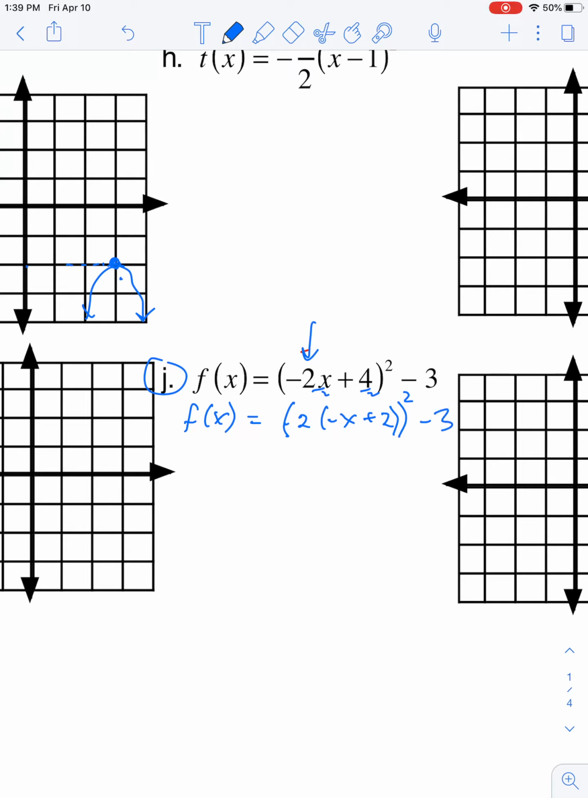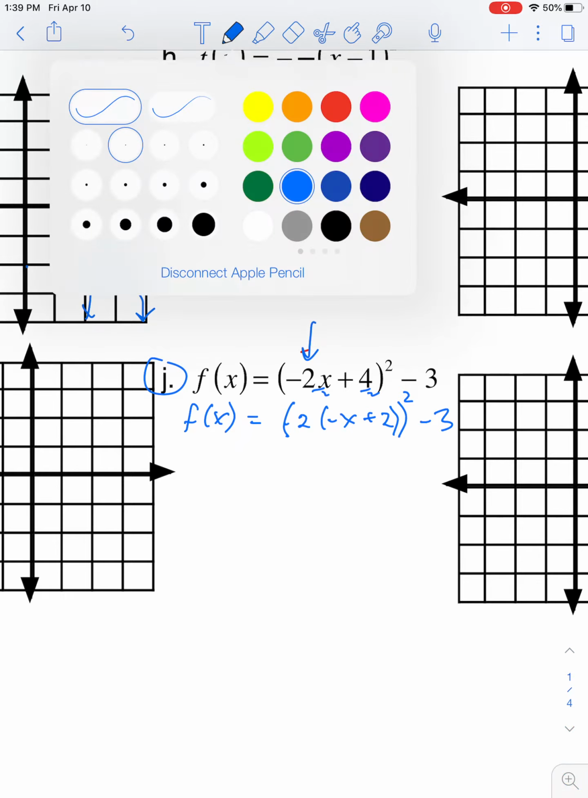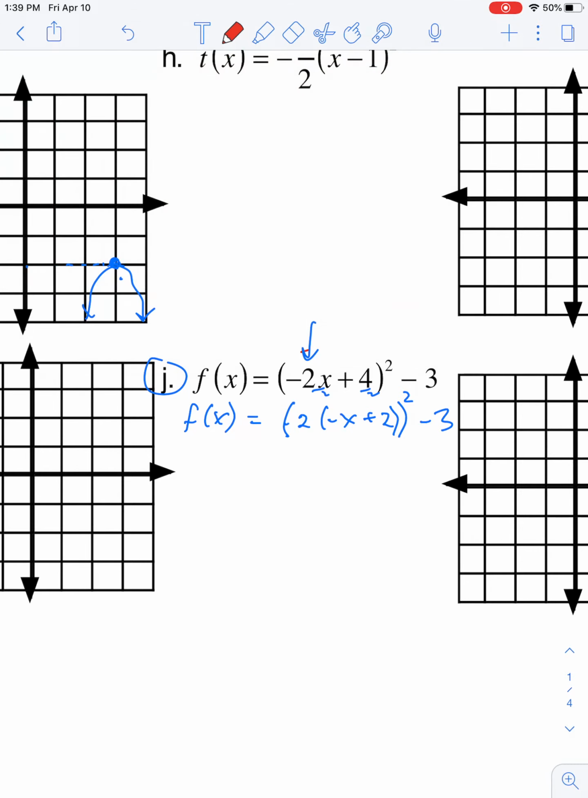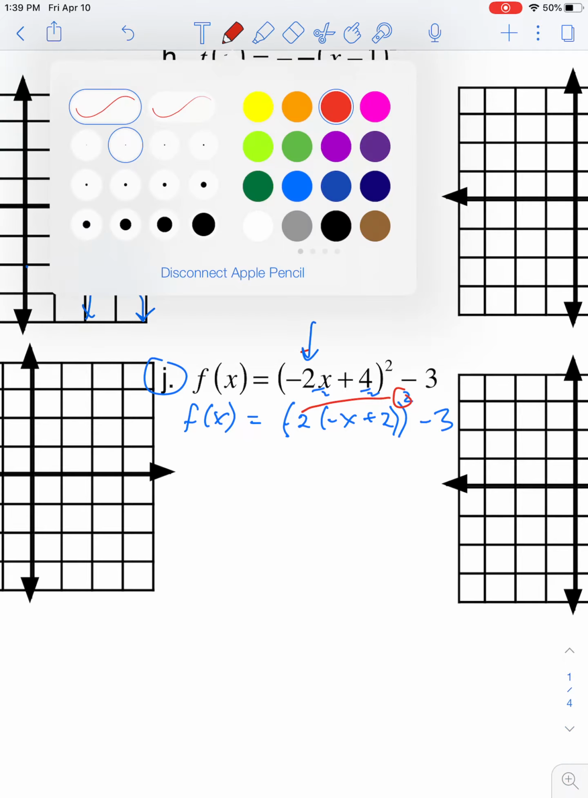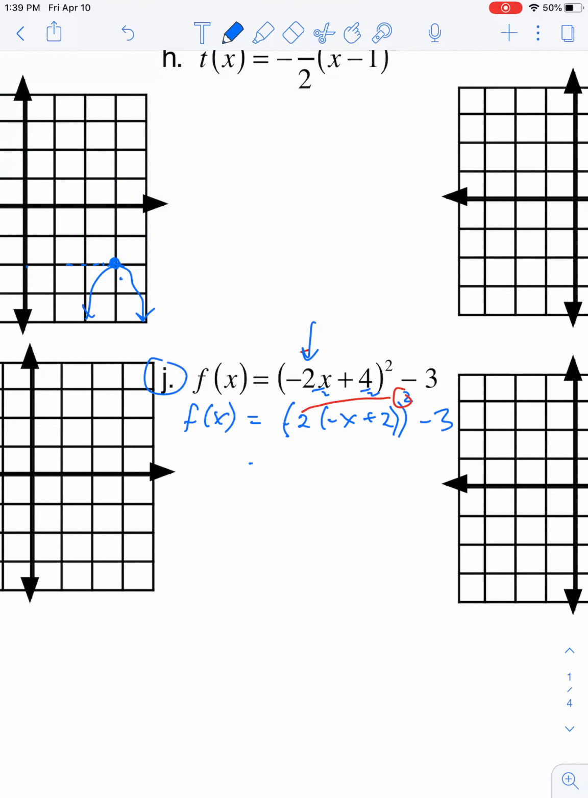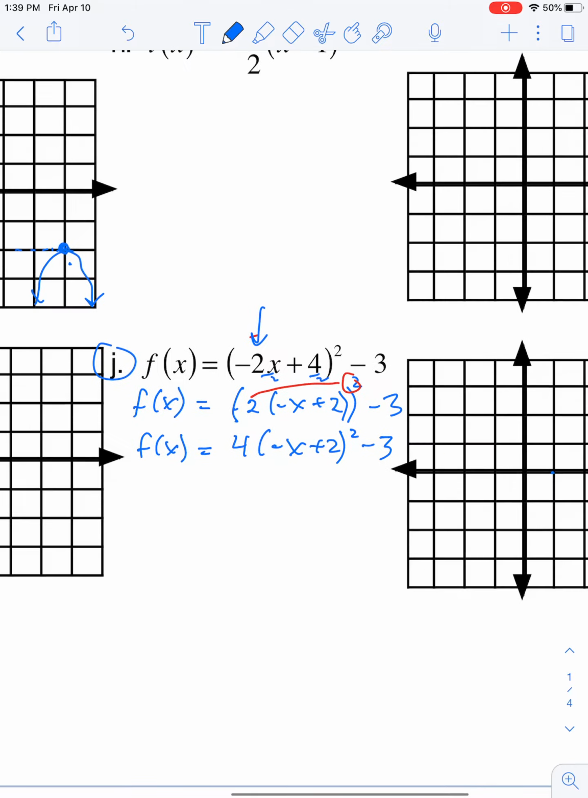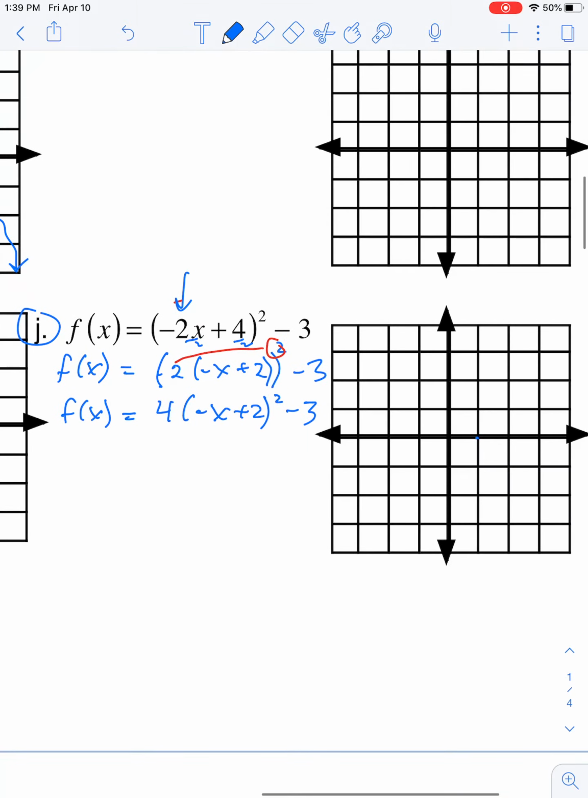So I'm trying to factor that 2 out, and in doing so, we notice that 2 is going to be squared. So when I write my new equation out, I'm going to have 4, that's going to be negative x plus 2 squared minus 3. Okay, we got to have room to put the graph on there.